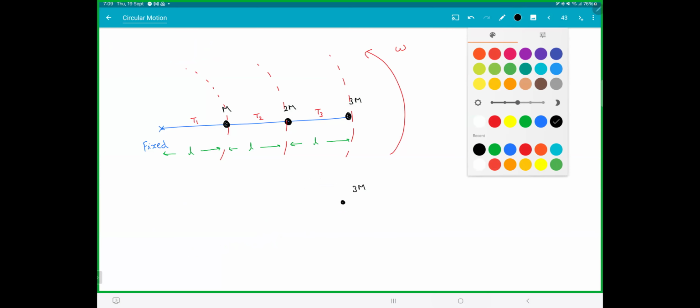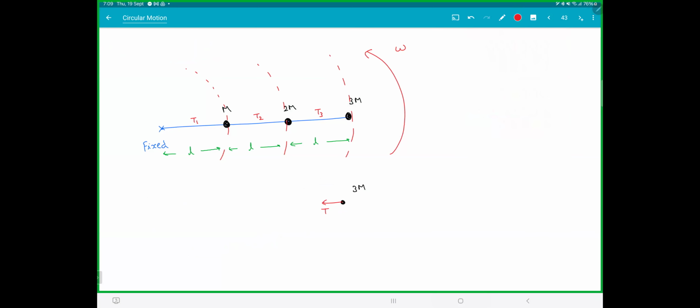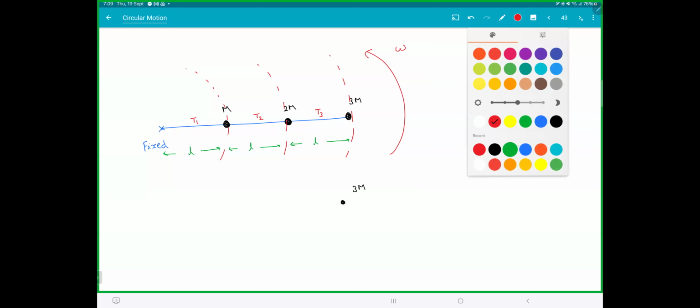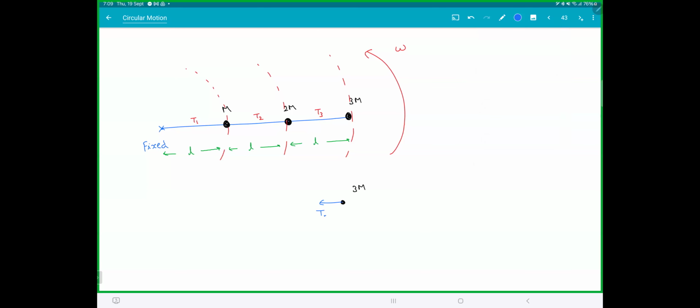So on 3M, the forces are tension, T3. That's it. That is the only force which is there in the horizontal direction. Then, since you're going in a circle, there must be an acceleration, which is omega square r, and the radius is 3r. Therefore, T3 is equal to mass into acceleration, which is 3m into omega square 3r. That is 9m omega square r.